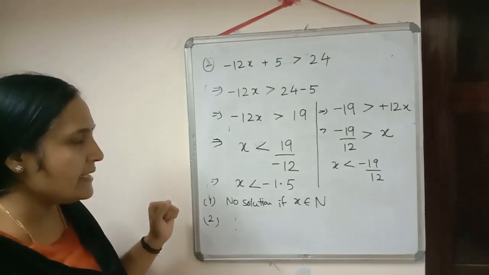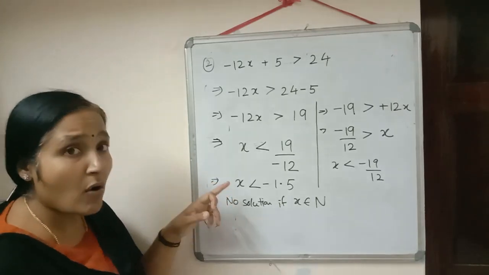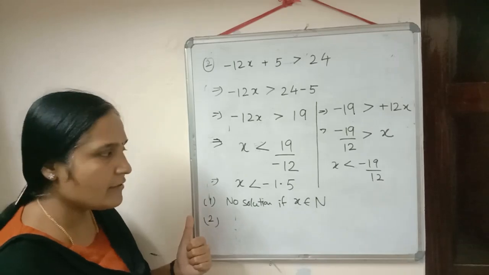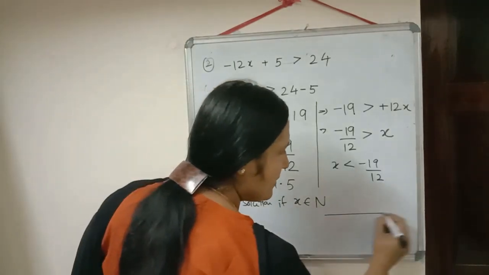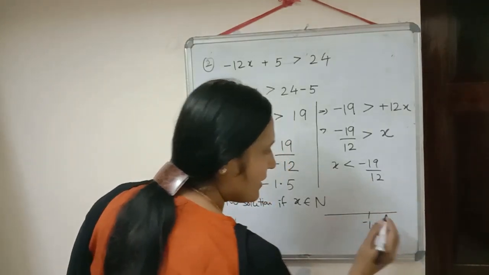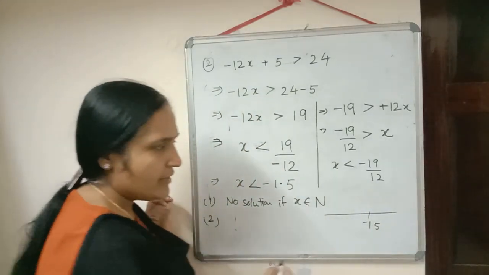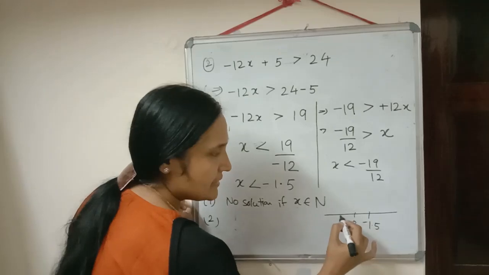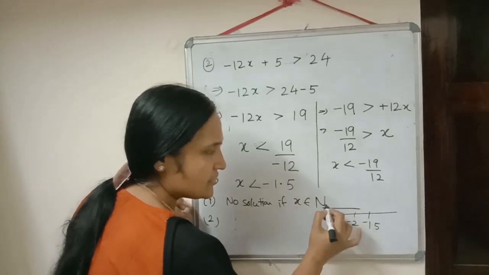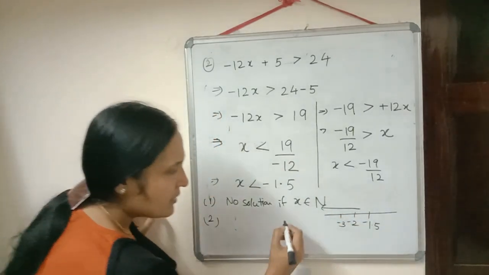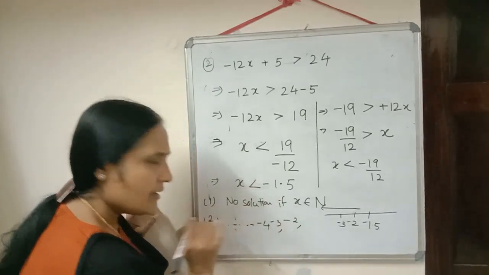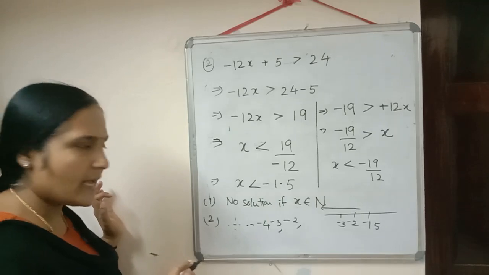Now second case. Second case is x is an integer, correct? So x is an integer. So we have to write down all the integers which are less than minus 1.5. If you have any problem, you just draw the number line there. Minus 1.5 we have here. All the integers only we have to write there. So next integer minus 2, minus 3. In this way all integers will come. So just write down there minus 2, minus 3, minus 4, etc. This much only is enough there.